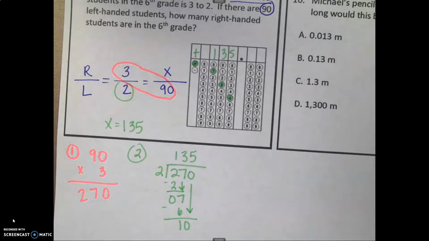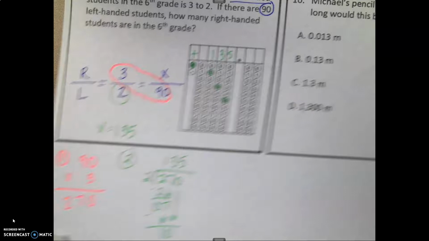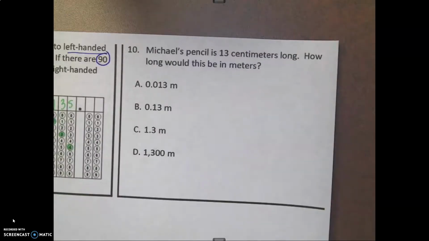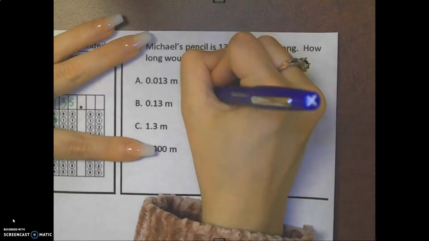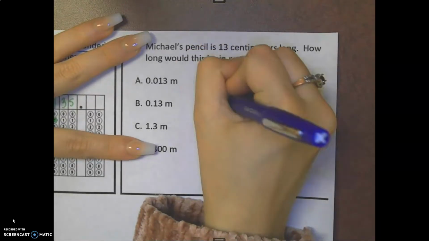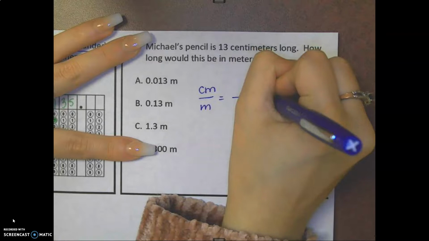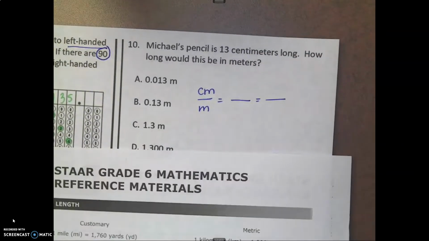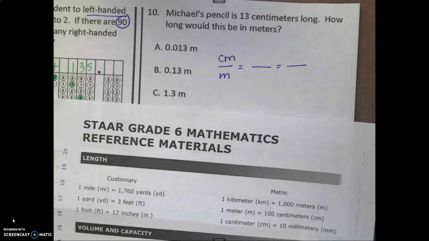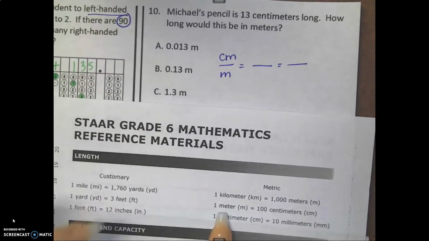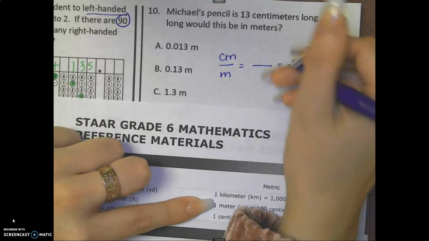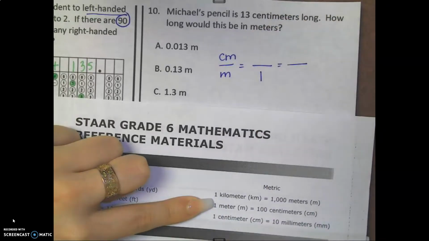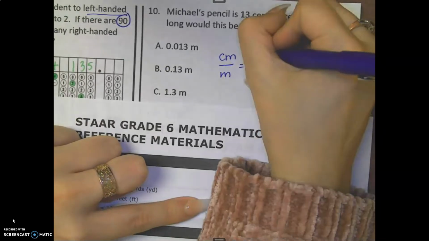Last one, Michael's pencil is 13 centimeters long. How long would this be in meters? So we have one number, we're going from centimeters to meters, so we're going to convert. So this is where we use our chart. We're looking for centimeters to meters. And right here, I can see that 1 meter, so 1 goes on the bottom, equals 100 centimeters, so that goes on top.